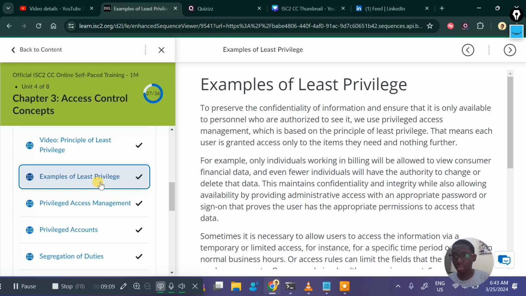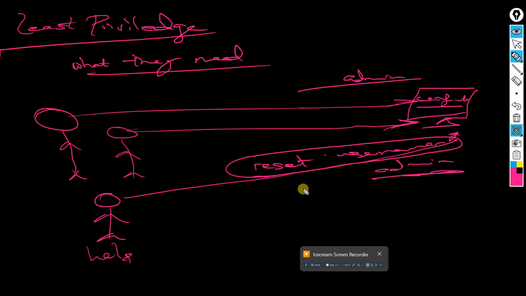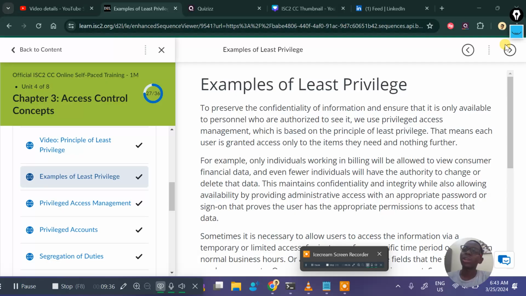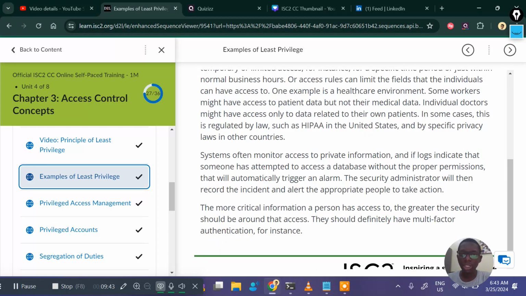That's how it is. For instance, a help desk might need to reset usernames and passwords, and that might seem to require that person to have admin privileges. But instead of giving that admin privilege, you can give them just the permission to reset usernames and passwords. That is you exercising least privilege, right? That is what least privilege is all about.